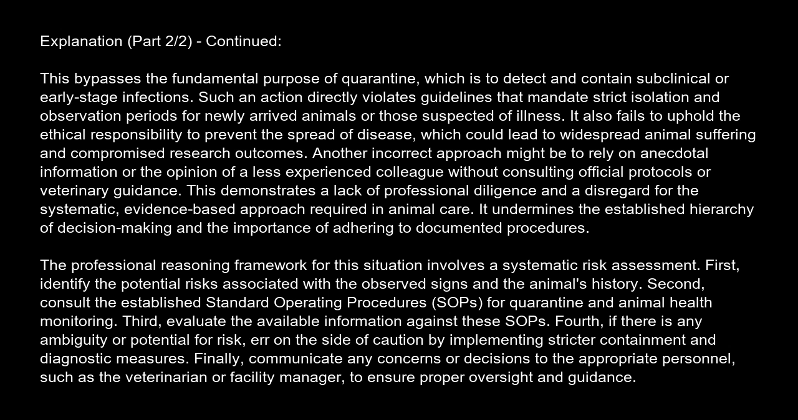The professional reasoning framework for this situation involves a systematic risk assessment. First, identify the potential risks associated with the observed signs and the animal's history. Second, consult the established standard operating procedures, SOP, for quarantine and animal health monitoring. Third, evaluate the available information against these SOPs. Fourth, if there is any ambiguity or potential for risk, err on the side of caution by implementing stricter containment and diagnostic measures. Finally, communicate any concerns or decisions to the appropriate personnel, such as the veterinarian or facility manager, to ensure proper oversight and guidance.